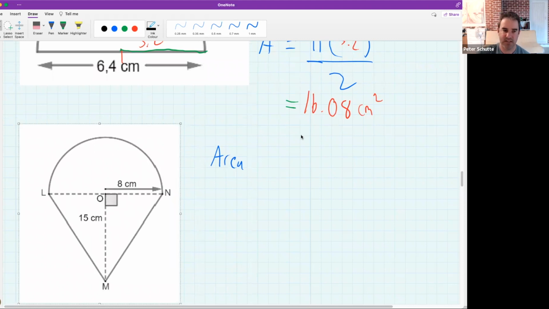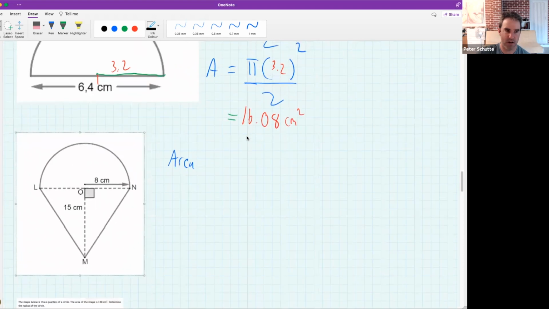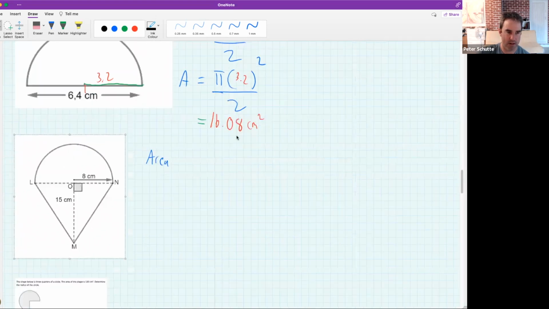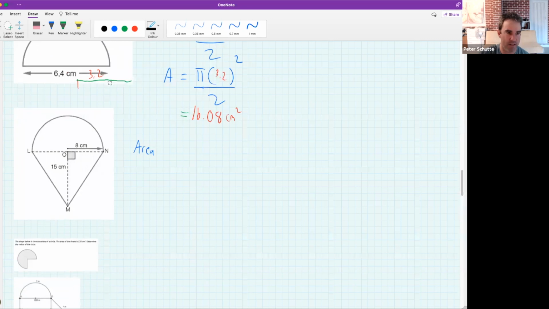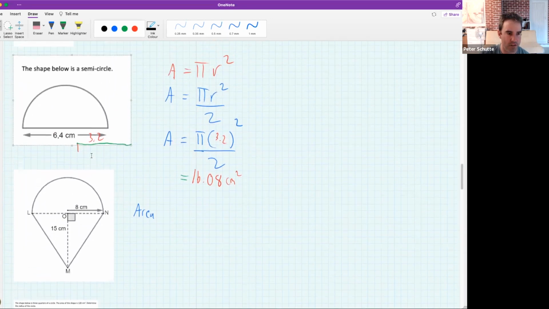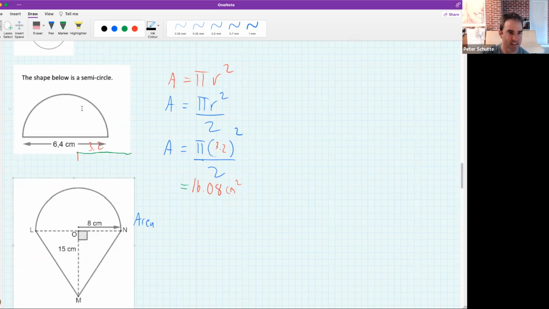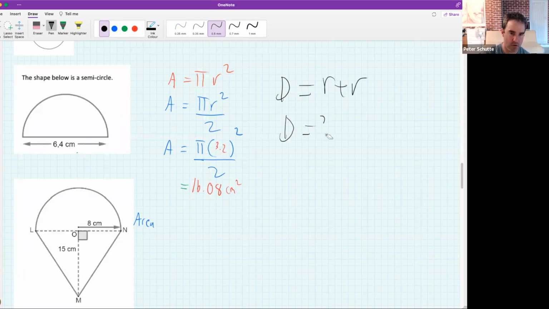So I see there's some discussions about 3.2. Okay, so let me just keep that bottom one in focus while others work on that. So the way that I got 3.2 is, can you see that in the shape, the diameter is 6.4? And one of the formulas that we need to know is that diameter is just a radius plus radius, or two radiuses. So if I want to find the radius, I just halve the diameter. And what's half of 6.4? It's 3.2. So that's what I was doing there.